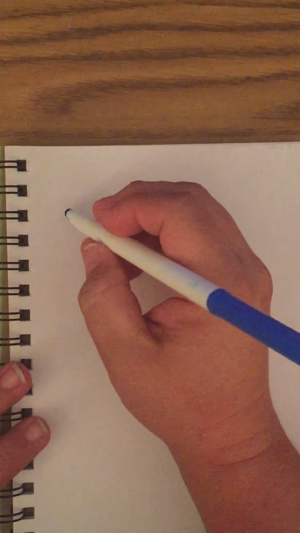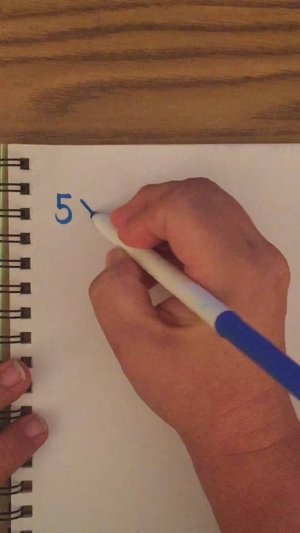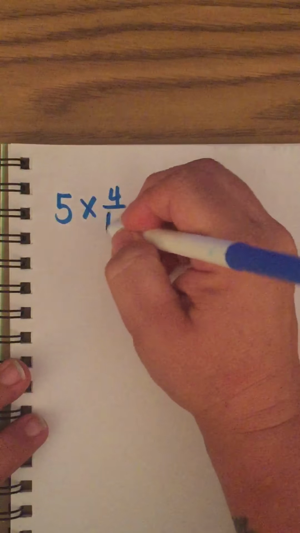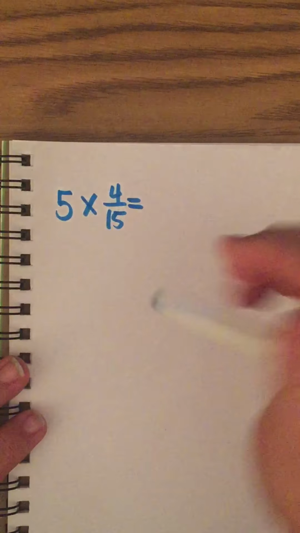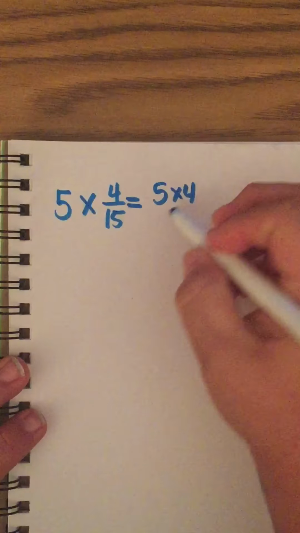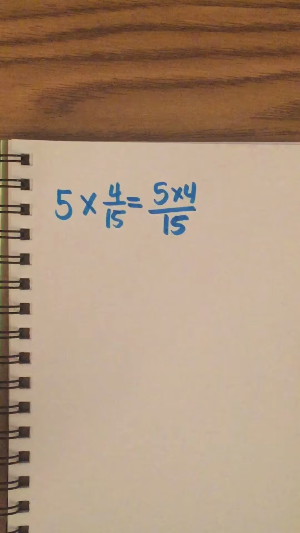Glad you're back. First one. 5 times 4/15. 5 copies of 4/15. Or we're just going to think of it as 5 times 4 over 15.